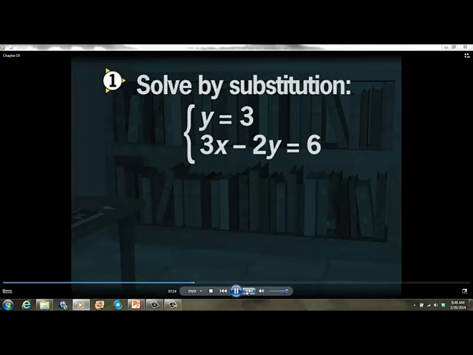In question 1 of your guided notes, solve by substitution. y is equal to 3. 3x minus 2y is equal to 6. For each of the 5 examples in your guided notes, you need to show all the steps in order to receive credit for your notes. For the first couple problems, you may be able to fit it on the front side of your notes, but for the others, you may want to use a second page.